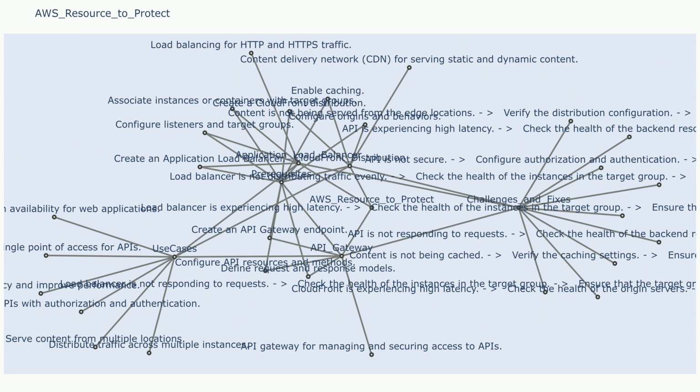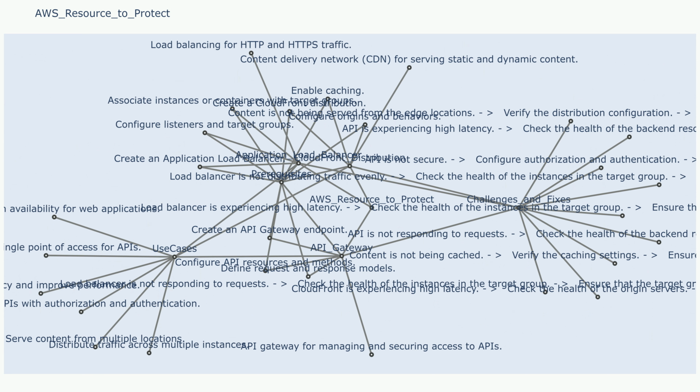Steps: create a CloudFront distribution. Configure origins and behaviors. Enable caching. Content is not being cached. Verify the caching settings. Ensure that the origin is configured correctly. Ensure that the content is eligible for caching.